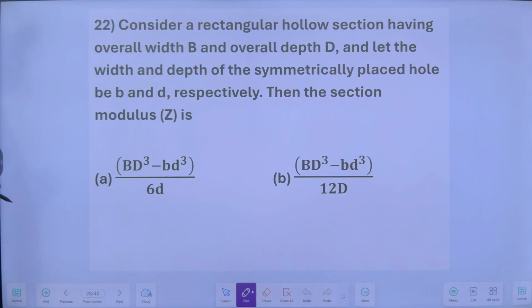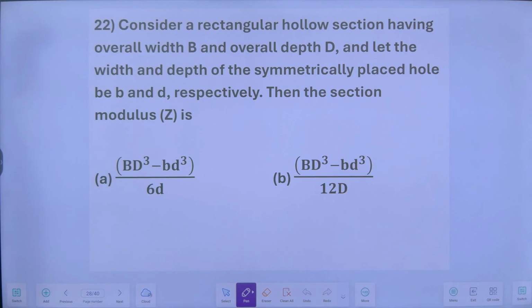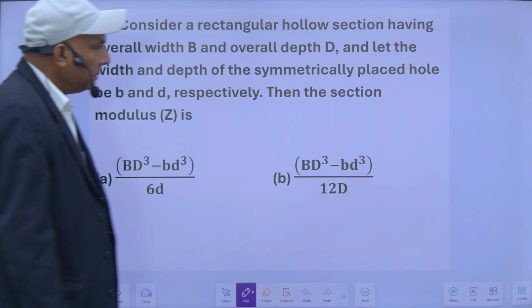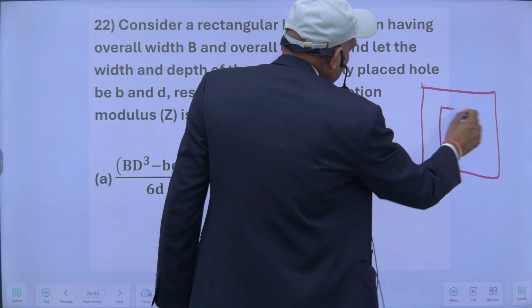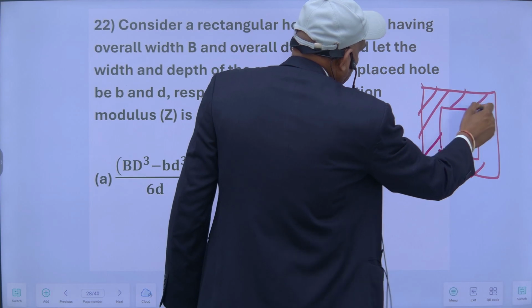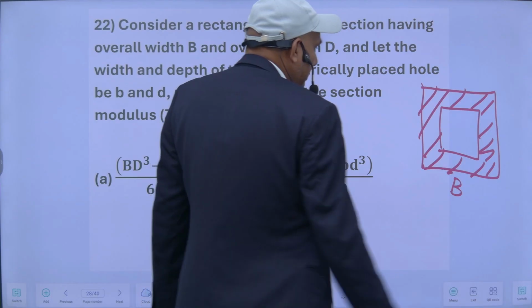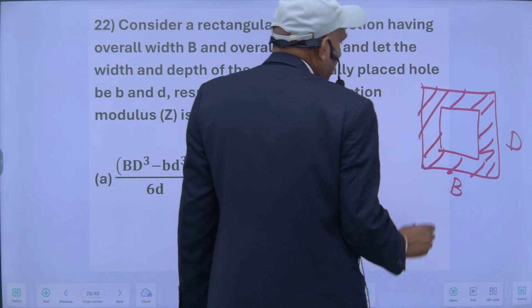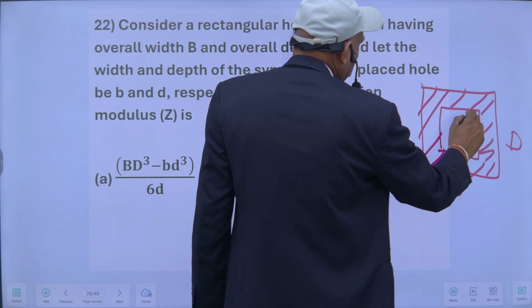Consider a rectangular hollow section having overall width B and overall depth D, and let the width and depth of the symmetrically placed hole be b and d respectively. Then this section modulus is, so this is B and this is D, this is small b and this is small d.